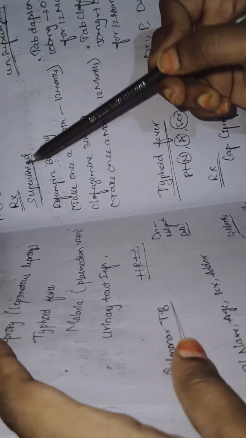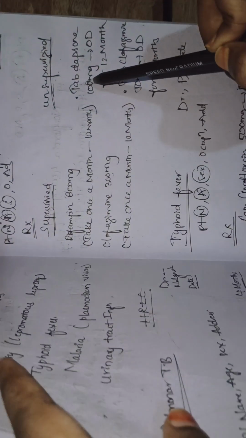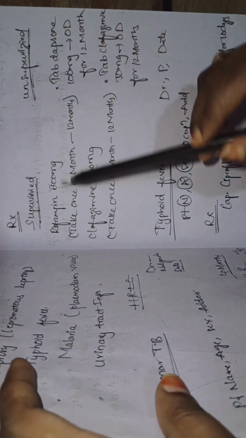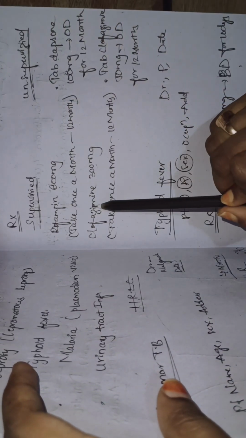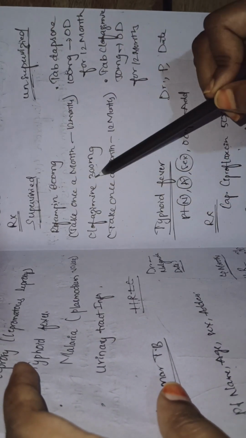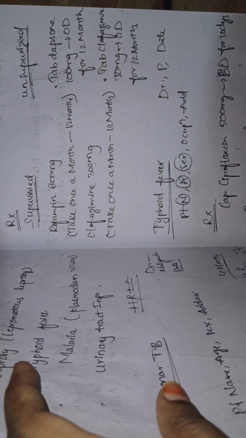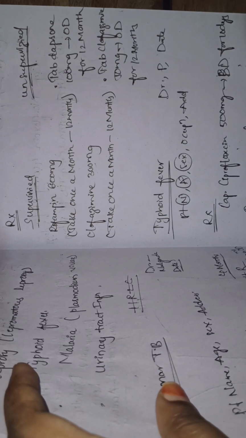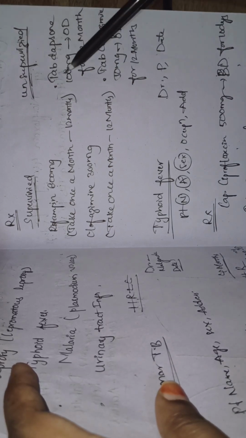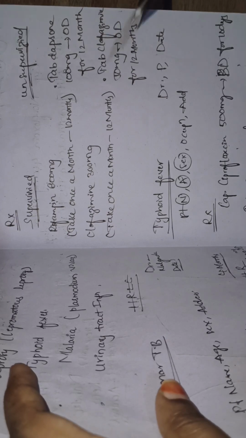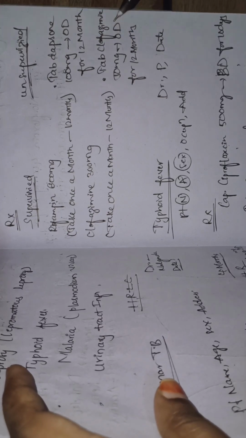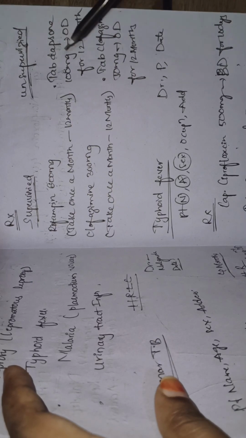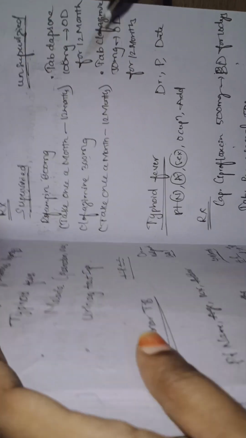Next lepromatous leprosy: as under supervised and unsupervised, tablets like rifampin 600 mg and clofazimine 300 mg should be used, taken once in a month for 12 months. Next unsupervised is tab dapsone 100 mg OD for 12 months, and tab clofazimine 50 mg OD, means only 1 time a day for 12 months. Dapsone 100 mg and clofazimine 50 mg.